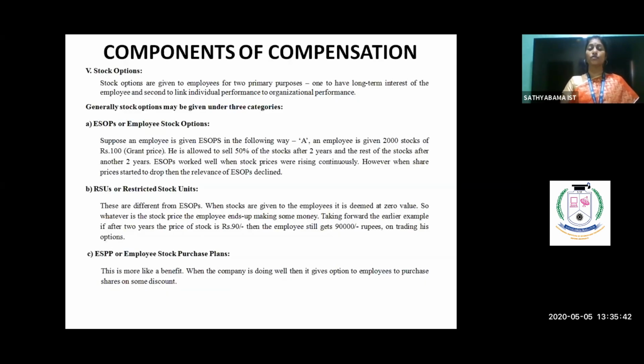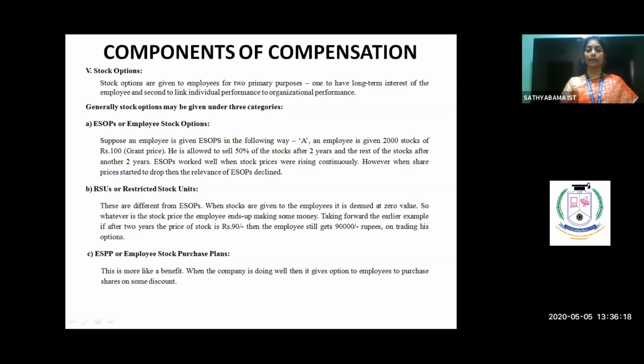So then comes the stock options. Stock options are given to employees for two primary purposes. One, to build a long-term interest of the employees towards the organization, and second, to link individual performance with organizational performance. Here the employees are given the opportunity to purchase their own company shares, and they can sell at a particular point of time at an increased rate. So now we can see it is classified into three: employee stock options, restricted stock units, and employee stock purchase plan.